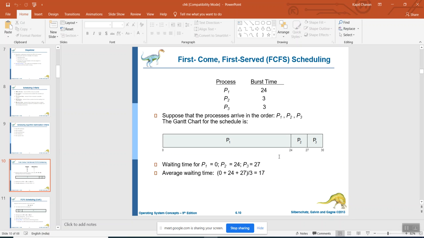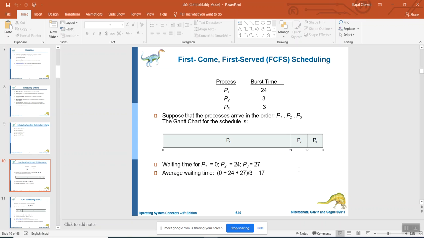And what is meant by the preemptive algorithm? In between, we can stop. First of all, P1 comes here, and it is going to be executed for 24 microseconds. Again P2 comes, P2 loads at the 24th second, and up to 24 plus 3, up to 27 seconds, it is going to be completed. Then P3 comes, and it is executed up to 30 microseconds. So this is the Gantt chart for your FCFS scheduling algorithm.